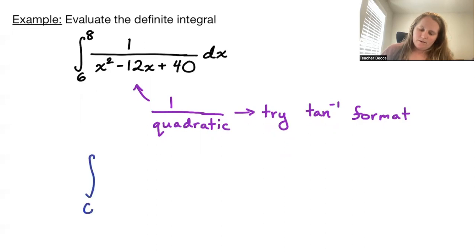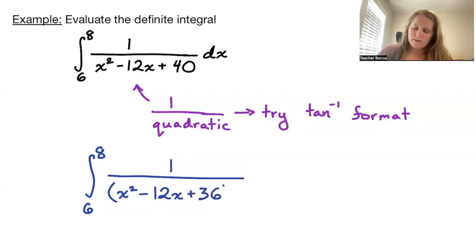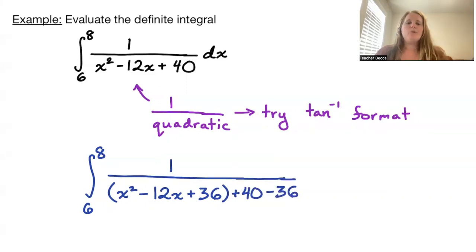So we are looking at a definite integral from 6 to 8 of 1 over, we would keep x squared minus 12x. Negative 12 divided by 2 is negative 6, and squared would require a plus 36. Then we had our original plus 40, and we should subtract off that 36 so that we wind up with 40 as our constant term, dx.